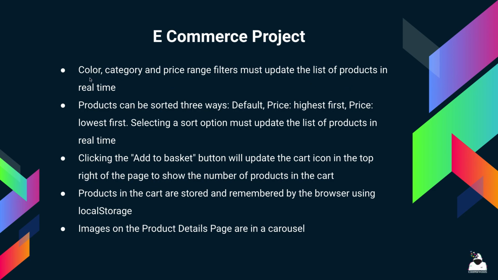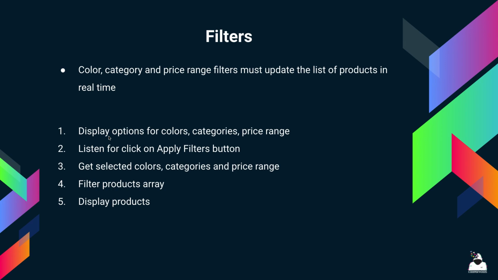So first is color, category and price range filters must update the list of products in real time. So we will display the options, listen for click on the apply filter button, get selected colors, and then filter the products and display them. So if you look at the design again, if I can find it.